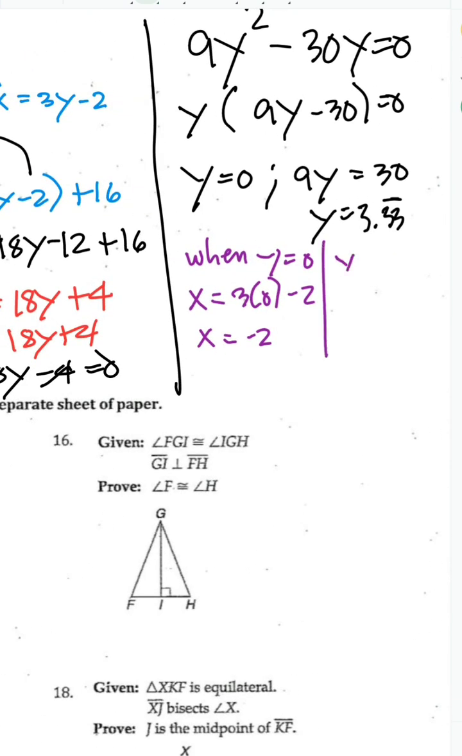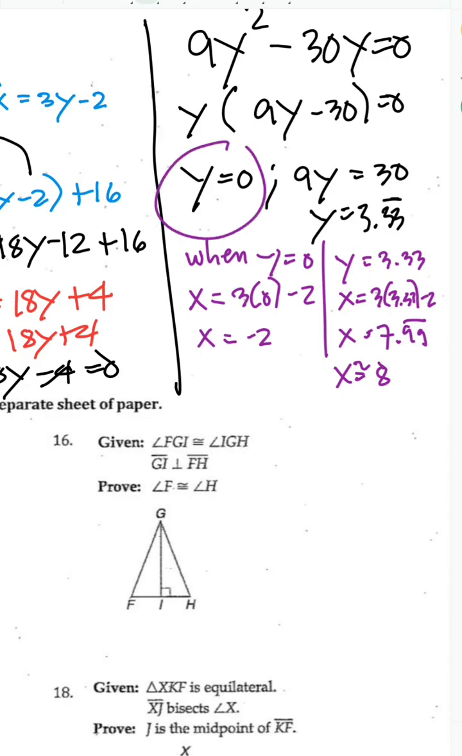When y is equal to 3.33, x is equal to 3 times 3.33 minus 2. Times 3 minus 2 is 7.99, or approximately 8. So that's what I got, 8. Well, we just neglect y equals 0 and x equals negative 2.